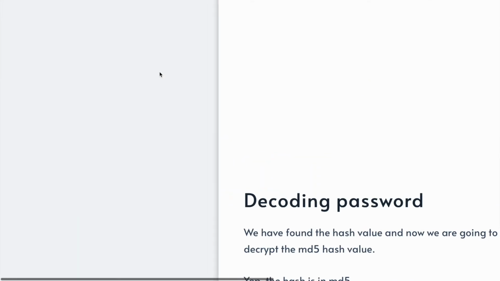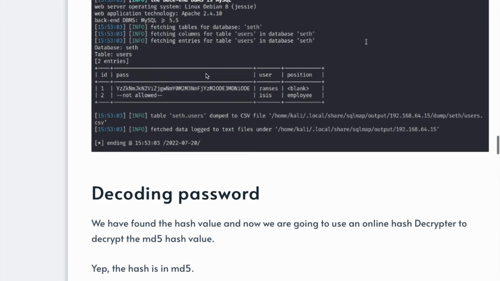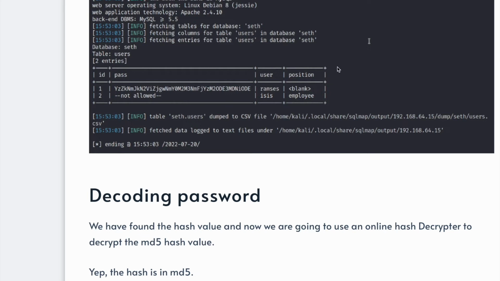So over here, let me zoom in a little bit. Over here you can see the pass and the user. Actually, this is not an MD5 hash. Over here you could see a particular directory is mentioned. Just go to any of these directories.